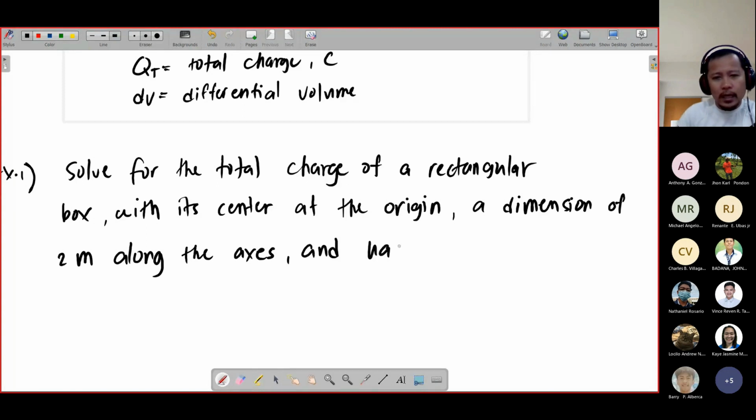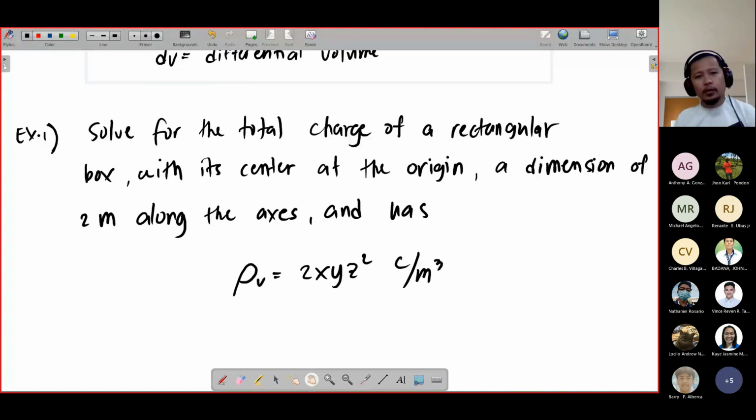And it has a volume charge density of 2xyz squared coulomb per meter cubed. Again, the example: solve for the total charge of a rectangular box with its center at the origin, with a dimension of 2 meters along the axis, meaning along each x, y, and z axis, and has a volume charge density of 2xyz squared coulomb per meter cubed.